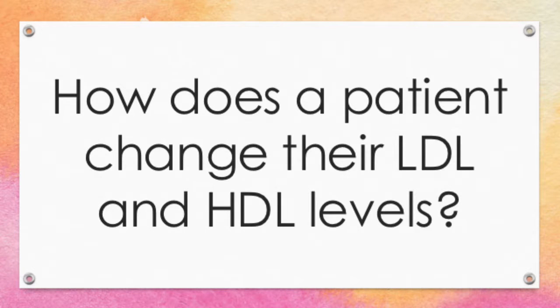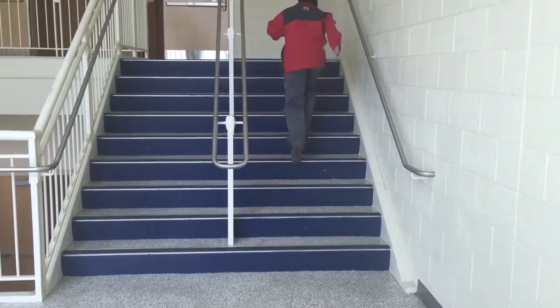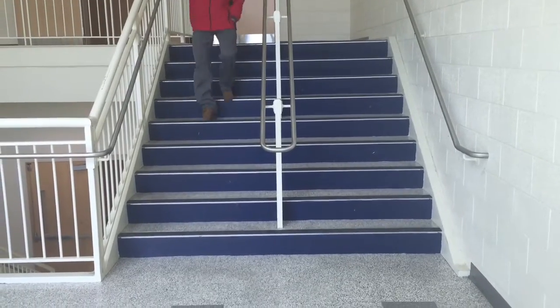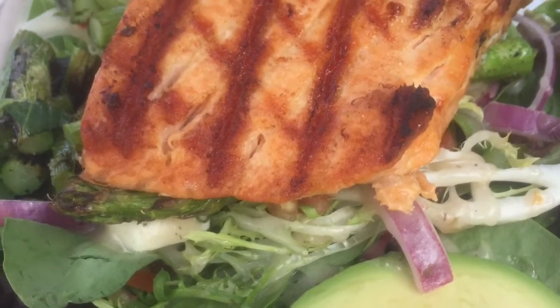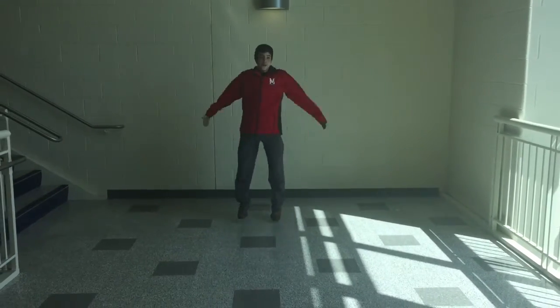How does a patient change their LDL and HDL levels? In order for a patient to decrease their level of low-density lipoprotein, the bad fats, and increase their levels of high-density lipoprotein, the good fats, they can cut out saturated fats from their diet, eat more omega-3s, such as salmon and avocado, and exercise regularly.